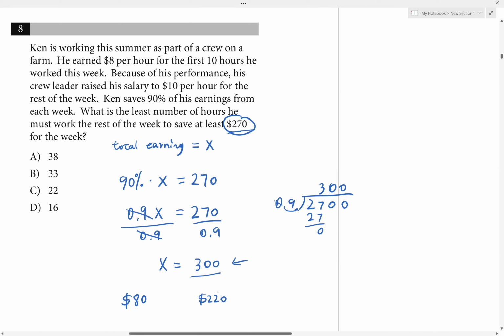And for the additional hours, his salary is raised to $10 per hour. So to solve for how many hours he needs, we can do 220 divided by 10. And that should give us 22, which is how much additional time he needs to work. For the rest of the week, it's $10 per hour, so we divide by 10. All right, so we get 22, which is letter C for question number 8.